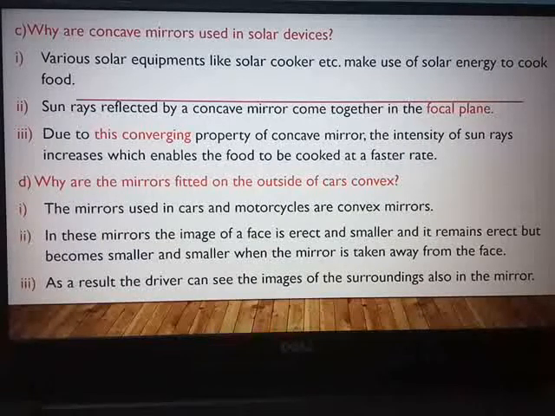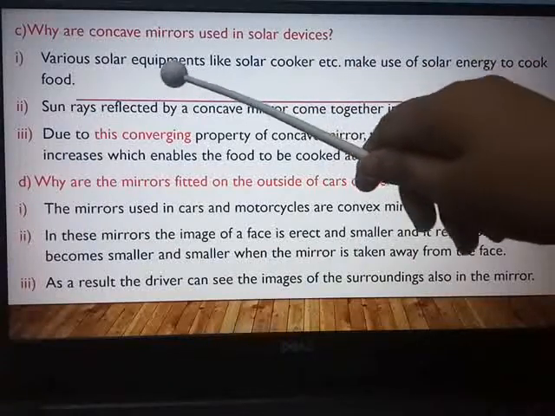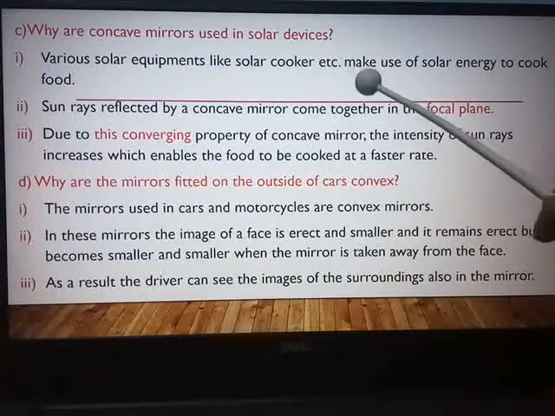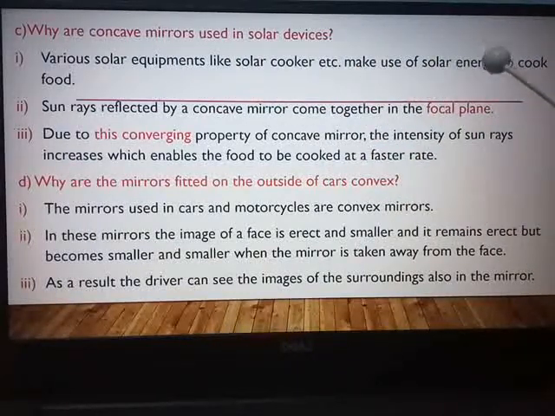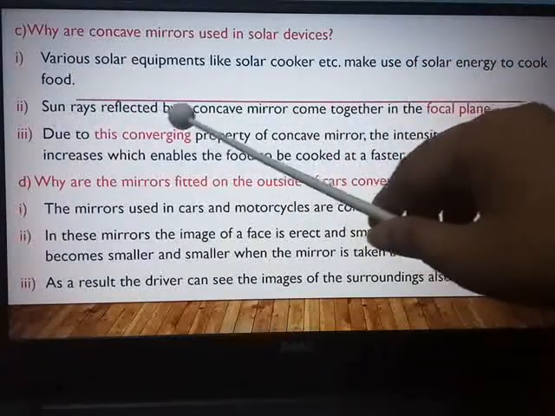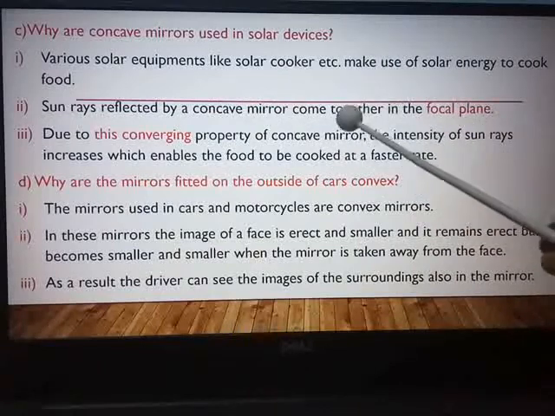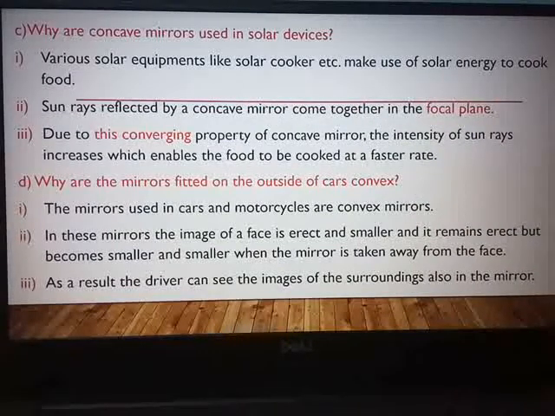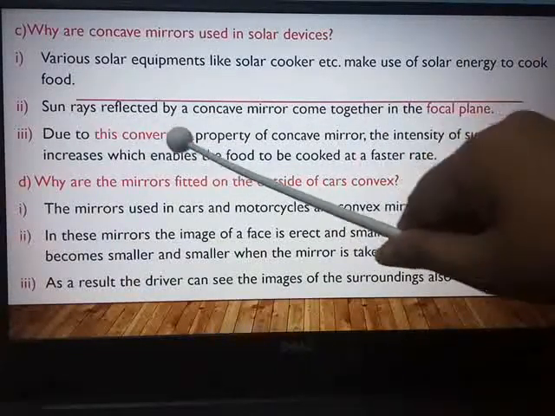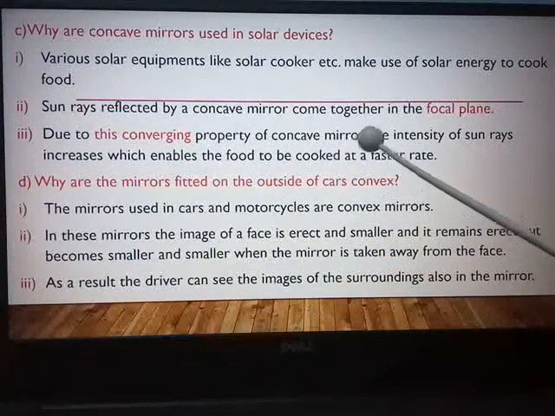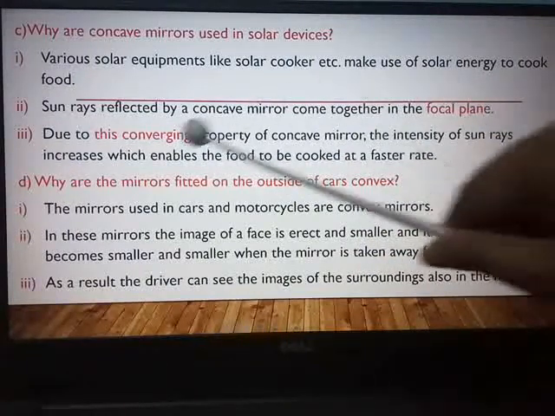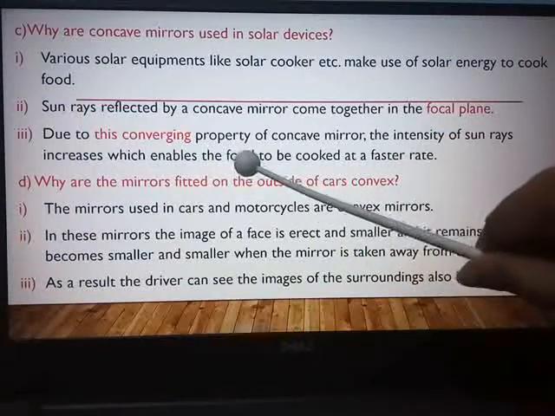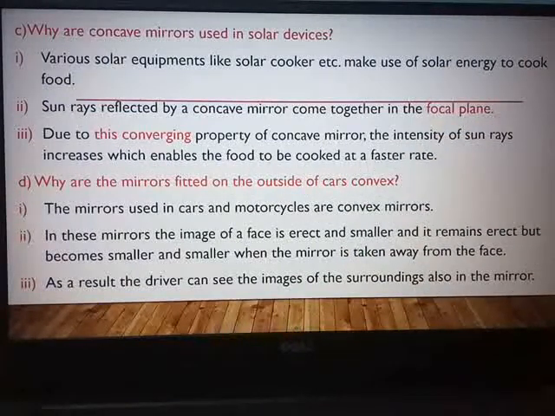So I read the answer once again. Various solar equipment like solar cookers make use of solar energy to cook food. Sun rays reflected by a concave mirror come together in the focal plane. Due to this converging property of a concave mirror, the intensity of sun rays increases, which enables the food to be cooked at a faster rate.